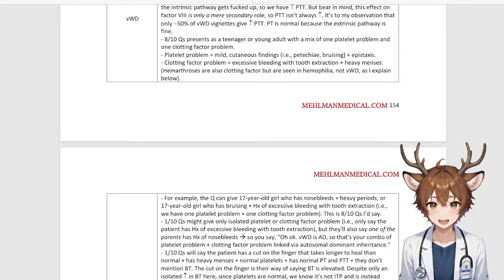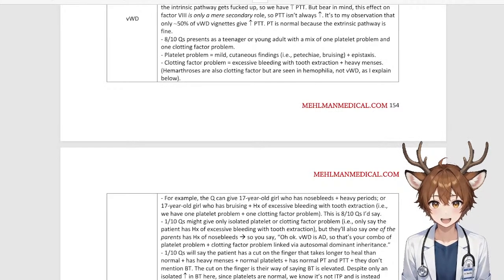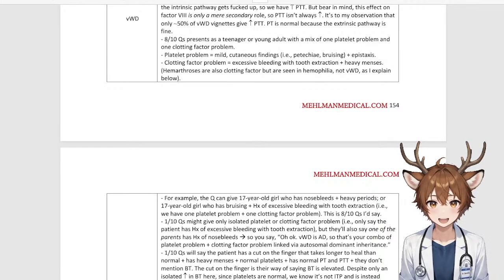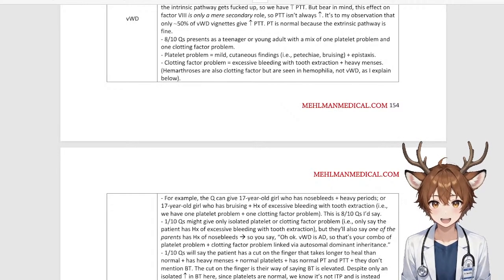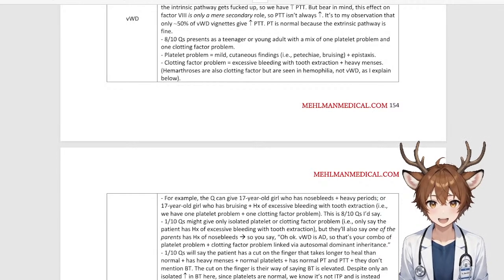As I explained, for example, the question can give a 17-year-old girl who has nosebleeds plus heavy periods, or a 17-year-old girl who has bruising and history of excessive bleeding with tooth extraction. That is to say, we have one platelet problem plus one clotting factor problem. This is 8 out of 10 questions.